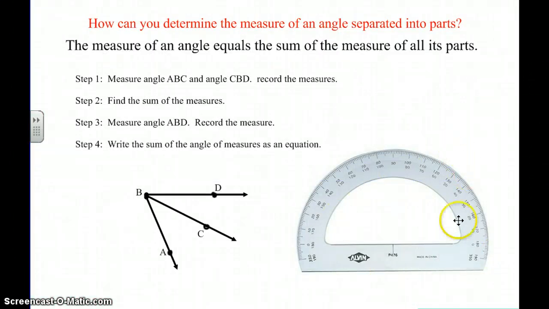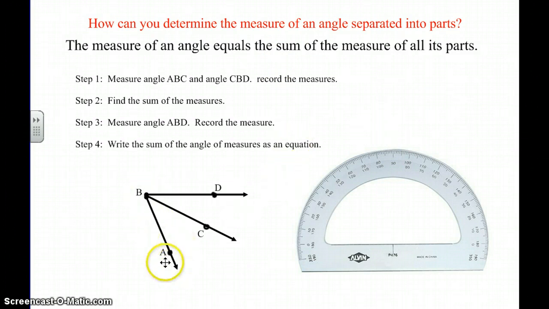So as you recall, this is a protractor down here, and this is the center of our protractor, and we've worked a lot with protractors the last couple of days. So our key goal question today is, how do you determine the measure of an angle separated into parts? Well, if you remember, the measure of an angle equals the sum of the measure of all its parts. So what does that mean?